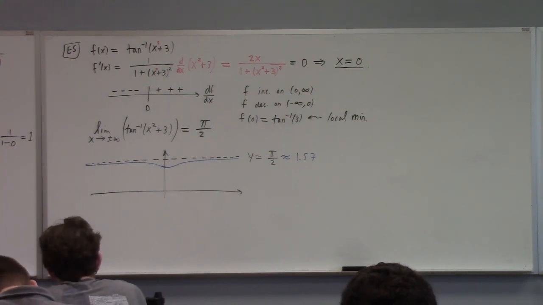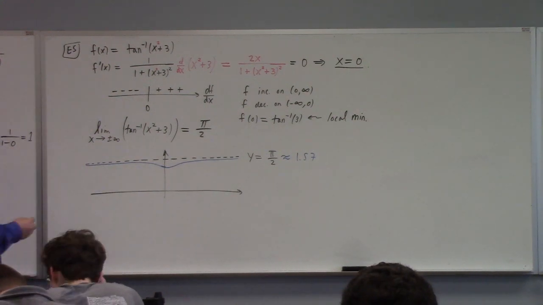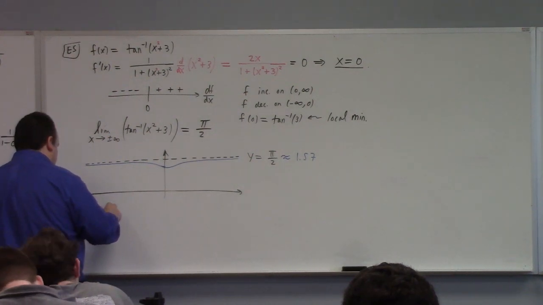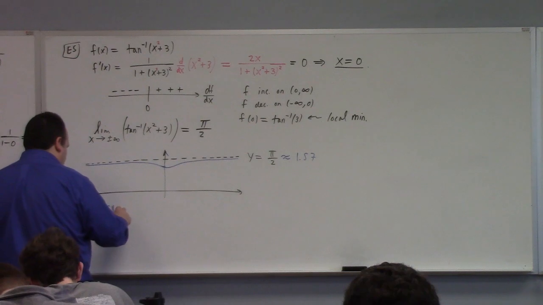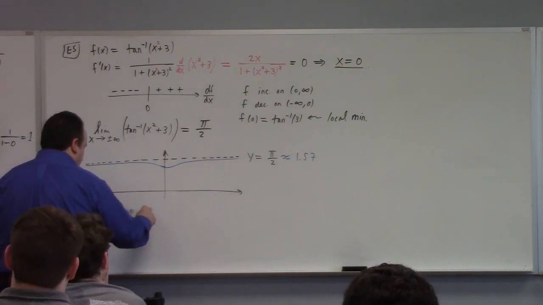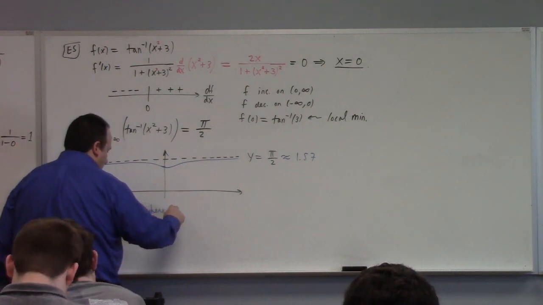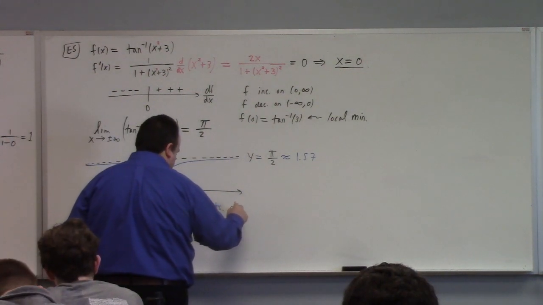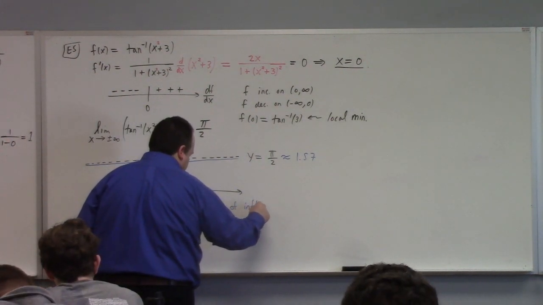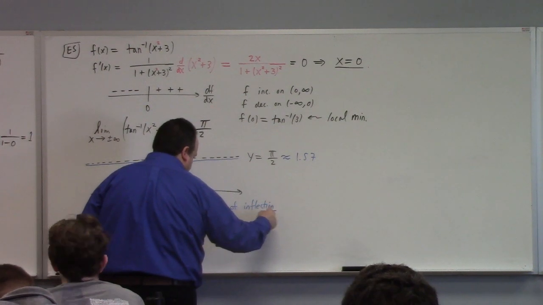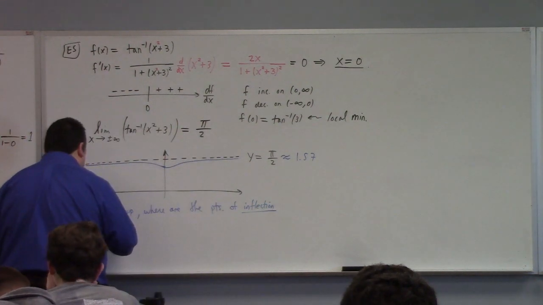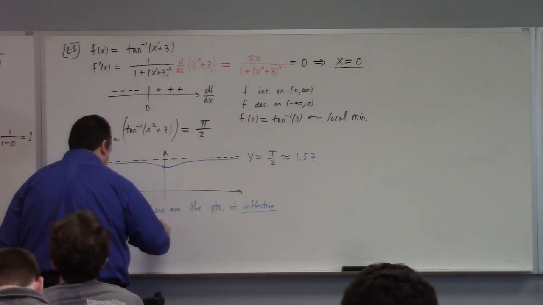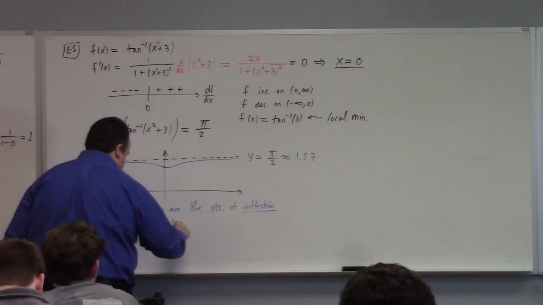An interesting question to follow up with this. So here's a question we might follow up. I'll probably forget, but it would be an interesting one to follow up. Where are the points of inflection for y equals inverse tangent of x squared plus 3?